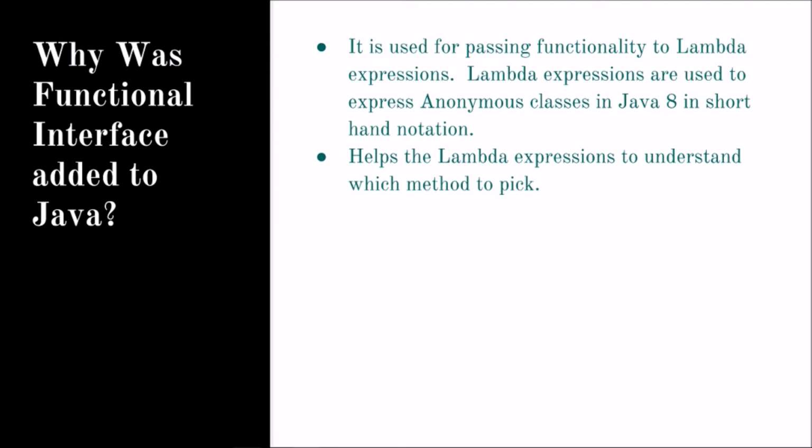We will go deeper into lambda expressions in the next tutorial, which is coming up shortly. But for now, just understand that the main purpose of creating the functional interface in Java 8 was to make sure that we can pass a functionality which implements a functional interface to lambda expressions. It helps lambda expressions understand which method to pick for execution. Since there is only going to be one abstract method, there will be only one single implementation of the abstract method which the lambda expression will execute. We will see that in an example later on.